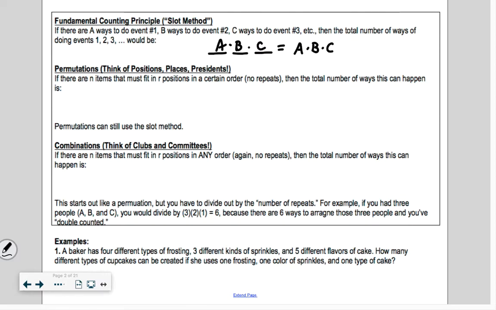Okay, now permutations. So I always told you to think about positions, places, presence, right? This is where your order matters. Okay, so this is where it matters if you're president versus vice president versus secretary versus treasurer, right? It matters if you're running a race and you get first versus 10th. I would be really mad if I got first and they gave me a 10th place ribbon. I'd be like, where's my medal, right? So this is going to be permutations.